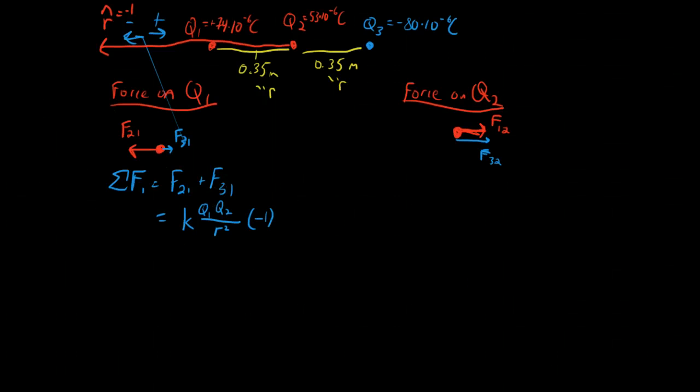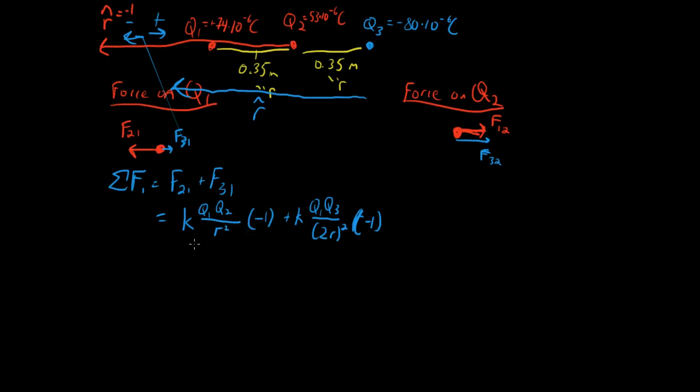So there I have my first part, and then the second part is going to be plus K Q1 Q3 over 2R squared R hat. And this is also going to be -1, because if I look at this, it's going to extend from here all the way over to somewhere over here. That's going to be the R hat for that one. I know it's a little bit messy, but hopefully you get the idea. It's still going to be -1.